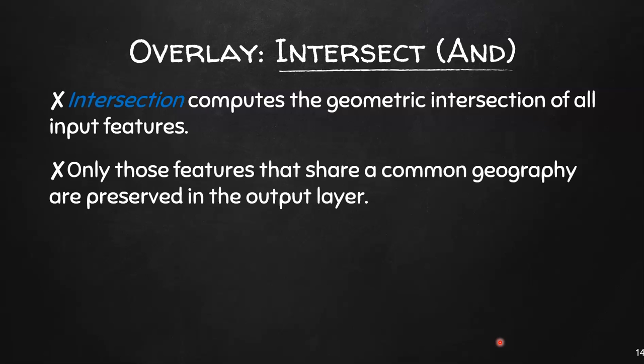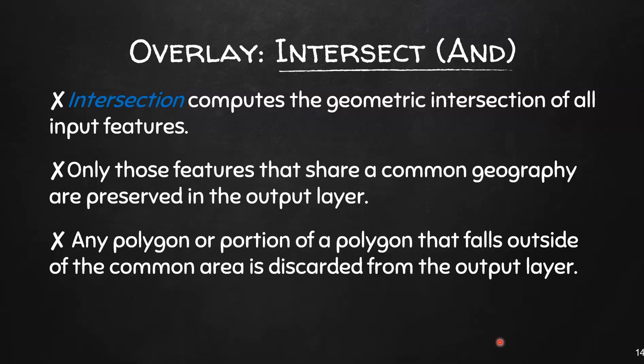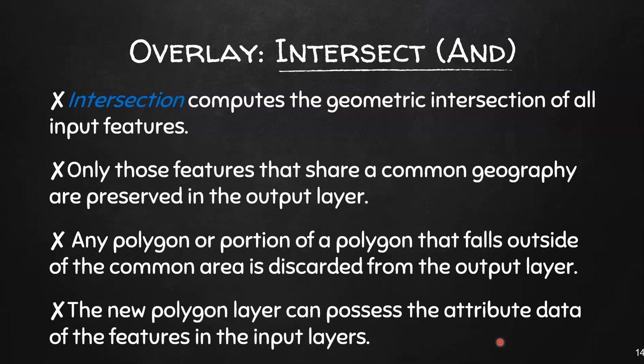Only those features that share a common geography are preserved in the output layer, and any polygon or portion of a polygon that falls outside of the common area is discarded from the output layer. And the new polygon layer can possess the attribute data of the features in the input layers. So it'll have all the attributes of both layers that the overlay intersect took part in.